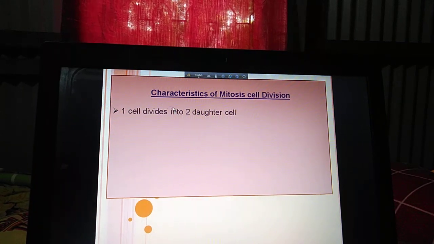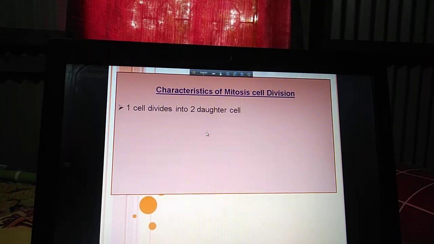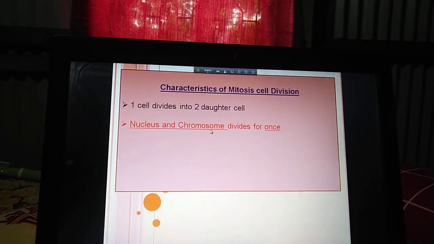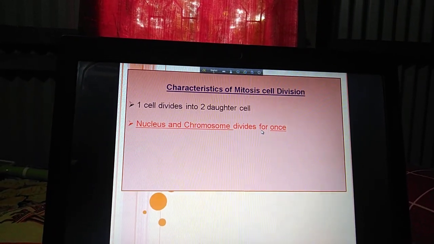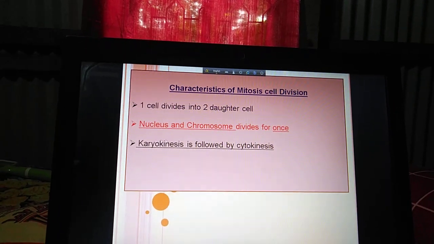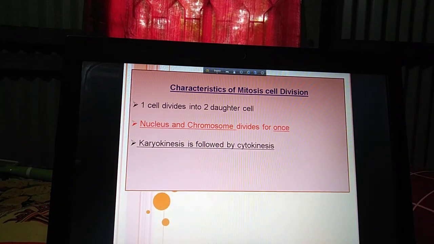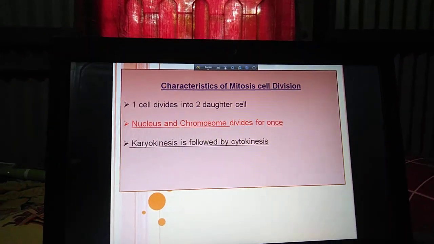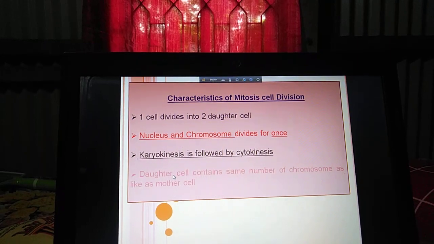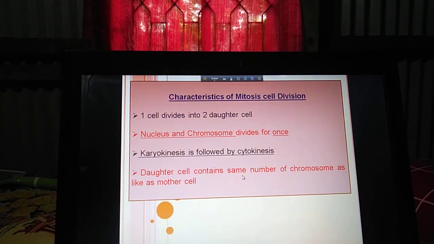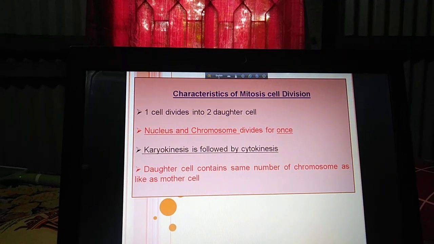First, one cell divides into two daughter cells. In case of mitotic cell division, the mother cell divides into two daughter cells. Point number 2, in mitotic cell division, both nucleus and chromosome divide once. Point number 3, karyokinesis is followed by cytokinesis. In our previous figure, we saw that before the division of cytoplasm, the division of nucleus occurs. That means karyokinesis is followed by cytokinesis. Then the daughter cells contain the same number of chromosomes as the mother cell. So these are the characteristics of mitotic cell division.